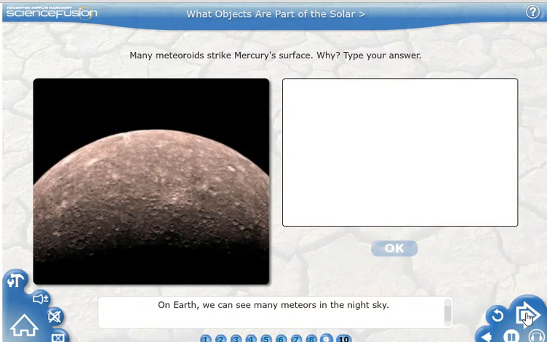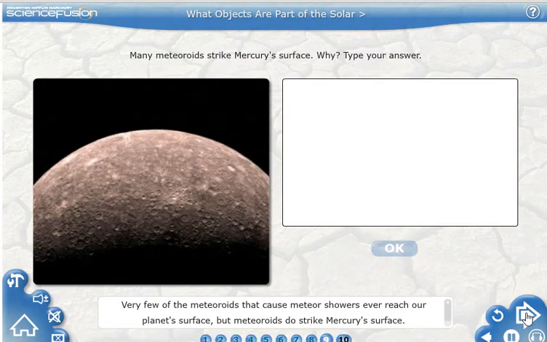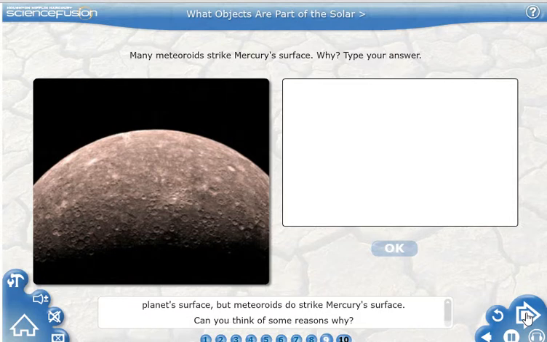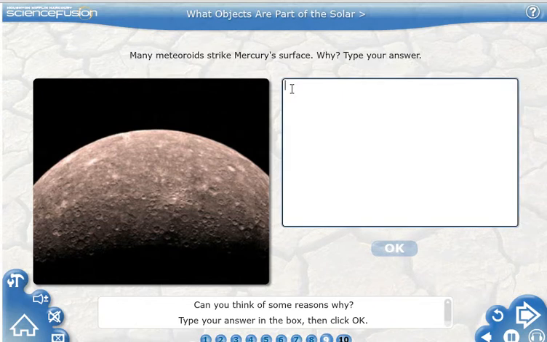On Earth, we can see many meteors in the night sky. Very few of the meteoroids that cause meteor showers ever reach our planet's surface. But meteoroids do strike Mercury's surface. Can you think of some reasons why? Type your answer in the box, then click OK.